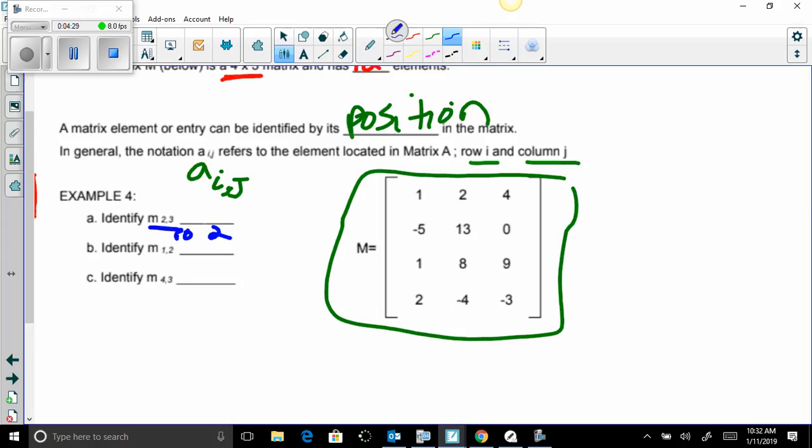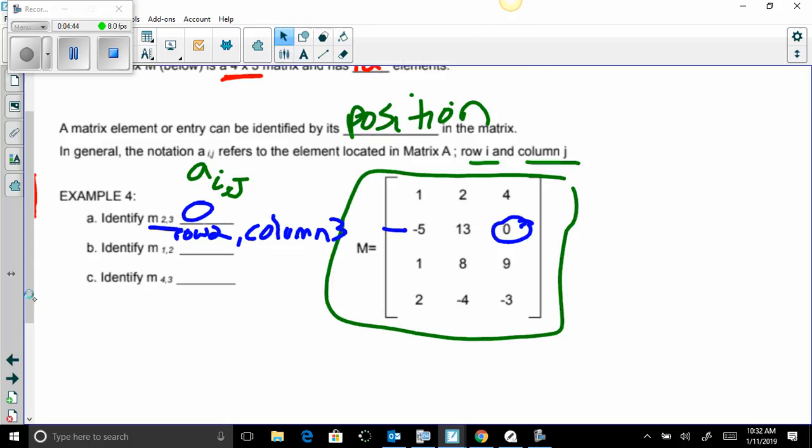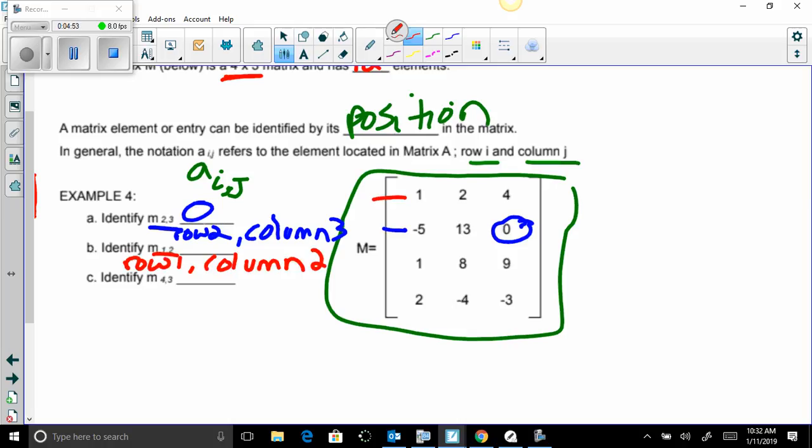Row 2, column 3. So go to row 2. Here is row 2. Go to column 3. Here is column 3. The number is 0. The next one is M1,2. Row 1, column 2. So go to row 1, go to the second column. The value there is 2.